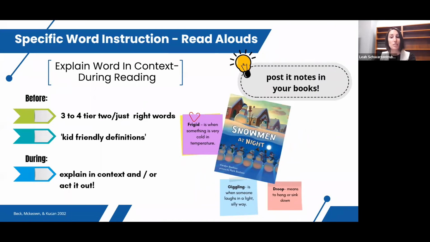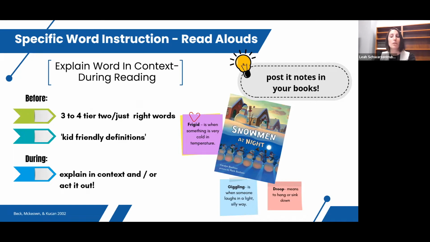We continue our specific word instruction during reading using that text talk approach for read alouds that Beck and McKeown describe. First, selecting 3 to 4 tier 2 or just right words before reading the text with students. We then look up kid-friendly definitions for the target words for quick and easy reference during our instructional time. We love to pop our words and definitions on a Post-it note and keep those notes right inside the book for reference in the lesson and for future use.